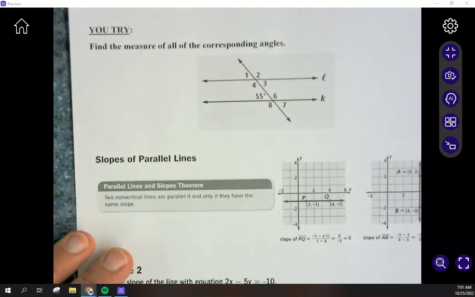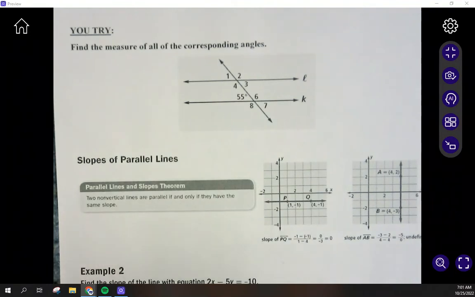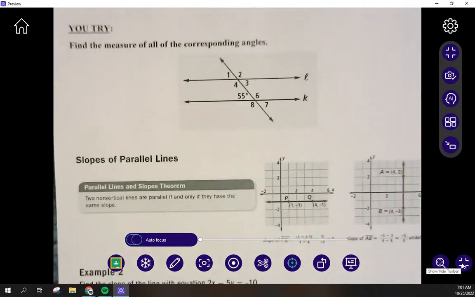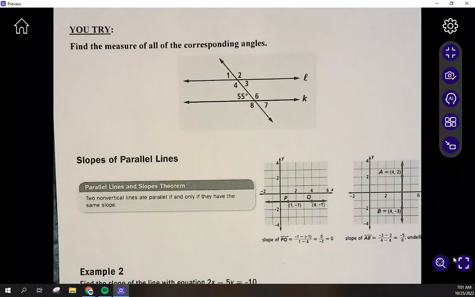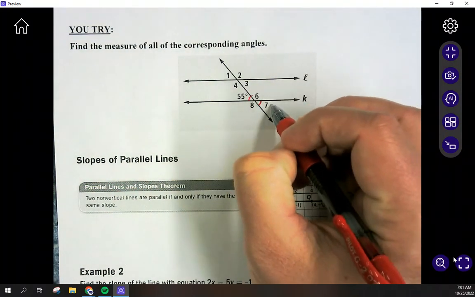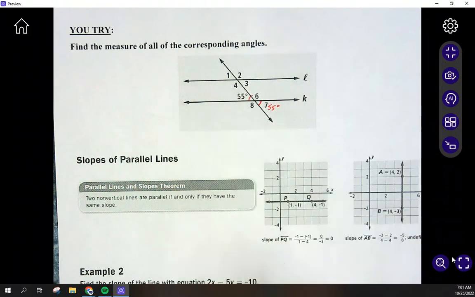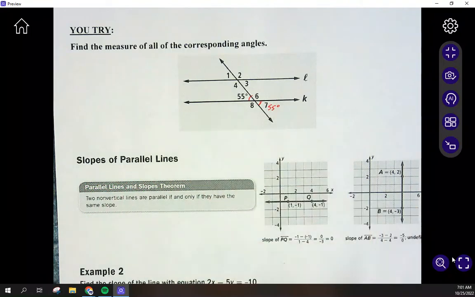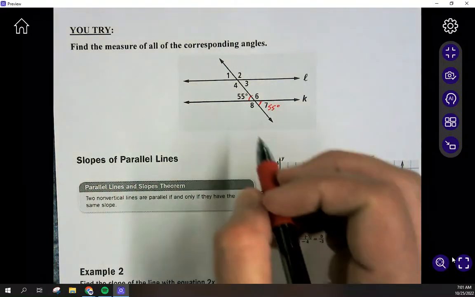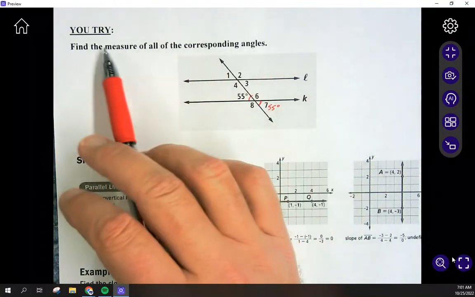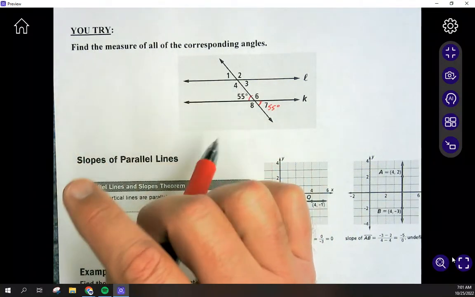So let's practice one more. We're going to find all the measures of the corresponding angles here. So we're given one, and we're going to go find all the others. So if this is 55 degrees, I know the vertical angle is also 55 degrees. And if you notice in the picture, it does not tell you that we have parallel lines here. So that's a little bit of an oversight on my part there. It would have to be given to you that these are parallel, otherwise you can't actually fill these angles in.